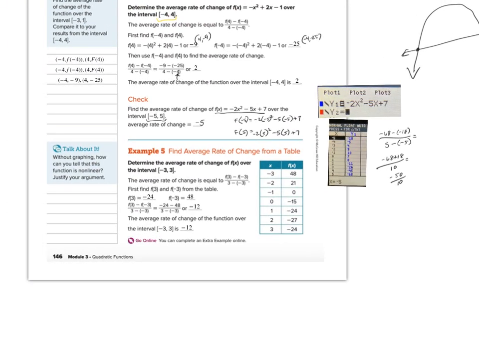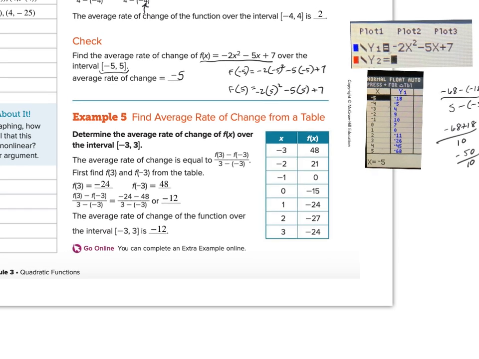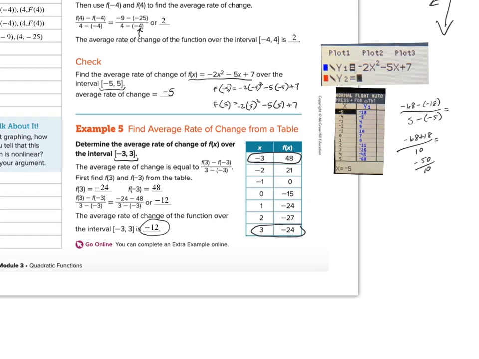Now the average rate of change again, using a table, they're saying determine the average rate of change between negative 3 and 3. Between negative 3, there's my xy, and 3, there's my xy. So I just plug in my xy into my slope formula, y2 minus y1 over x2 minus x1, and they came up with an average rate of change of negative 12. So again, I just showed you how to find the table using the calculator, and they're saying, hey, if you could look at a table and be able to interpret that, okay?